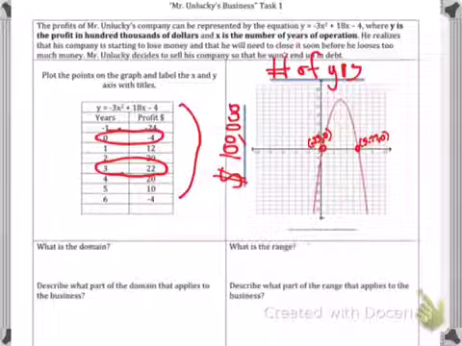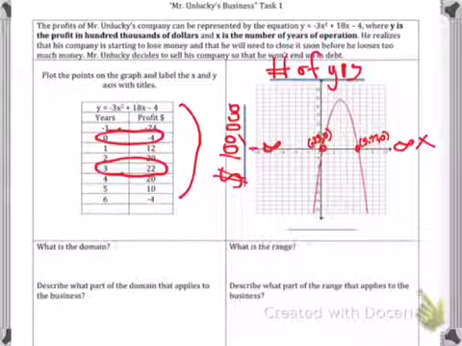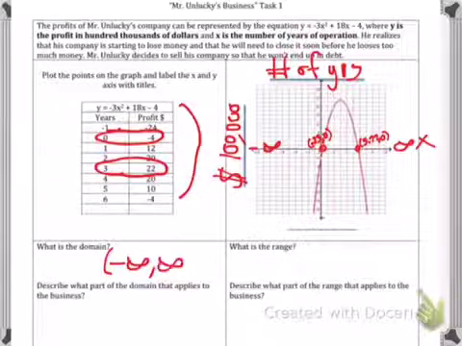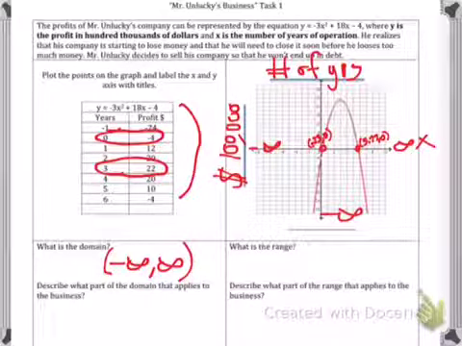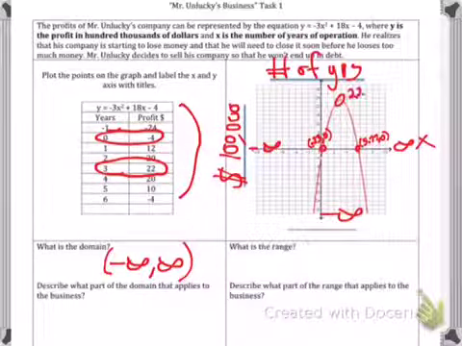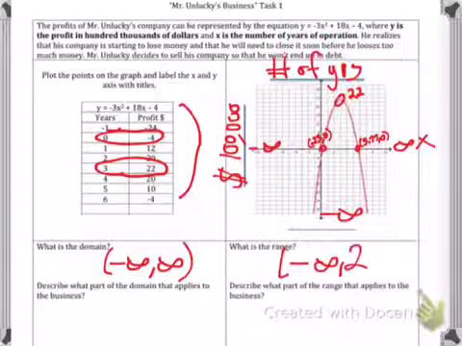Now, what is the domain? Let's label our graph. We know it's our x-axis, and the graph goes forever left and right, so that'd be negative infinity to positive infinity. Alright, what is the range? Well, we know it goes down forever, negative infinity, to the highest point, which is part of our vertex, which will be 22. So negative infinity to 22.